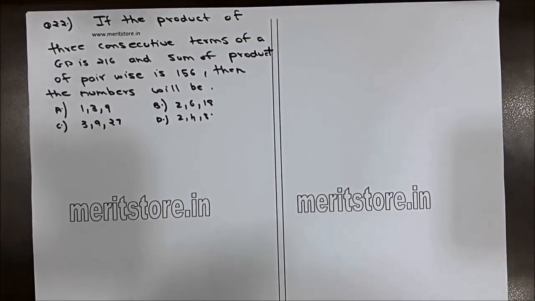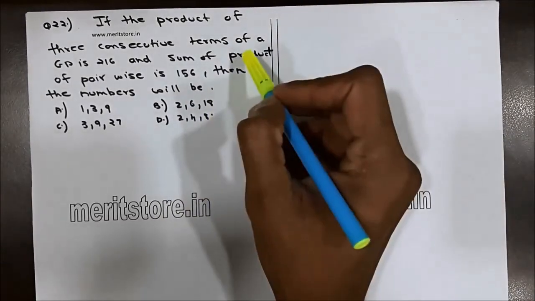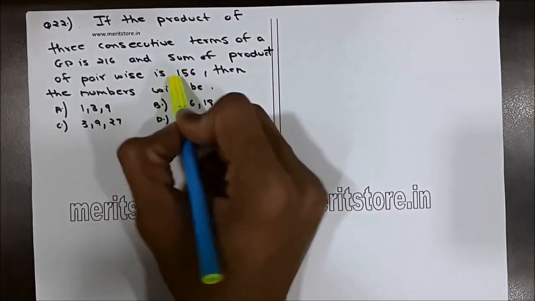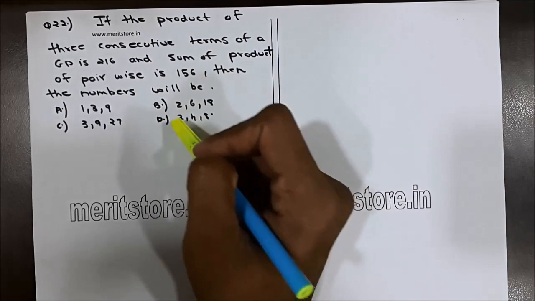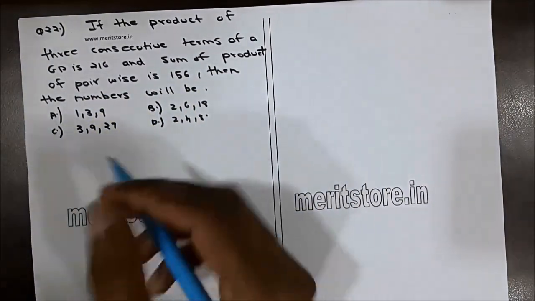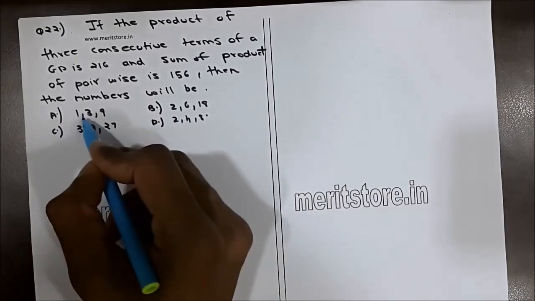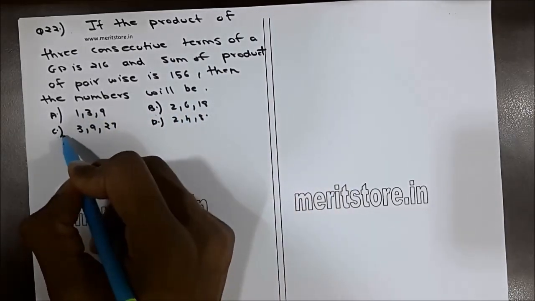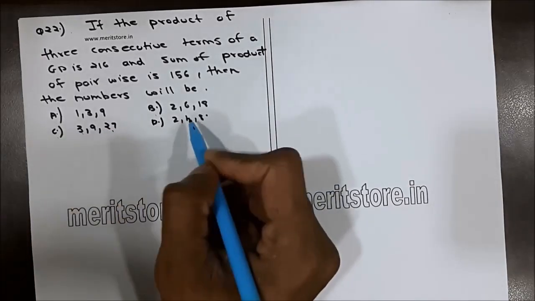Question 21. If the product of three consecutive terms of a GP is 216 and the sum of the products taken pairwise is 156, then the numbers will be, we have options in sequence: A) 1, 3, 9; B) 2, 6, 18; C) 3, 9, 27; and D) 2, 4, 8.